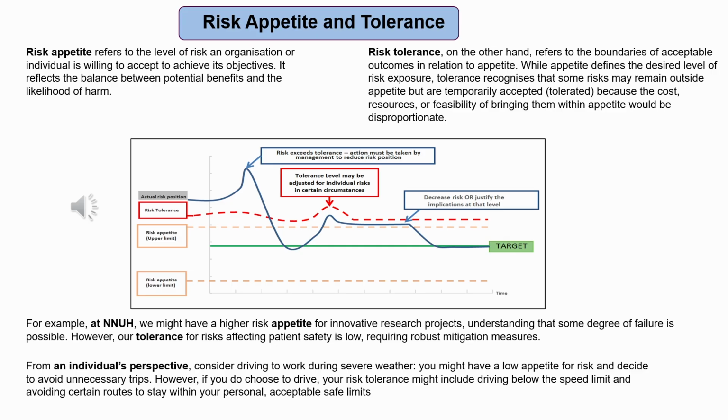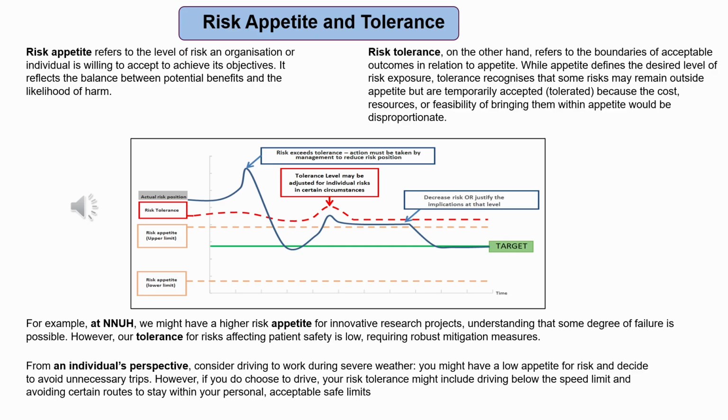While appetite defines the desired level of risk exposure, tolerance recognises that some risks may remain outside appetite but are temporarily accepted or tolerated because the cost, resources or feasibility of bringing them within appetite would be disproportionate. For example, we might have a higher risk appetite for innovative research projects, understanding that some degree of failure is possible. However, our tolerance for risks affecting patient safety is low, requiring robust mitigation measures.